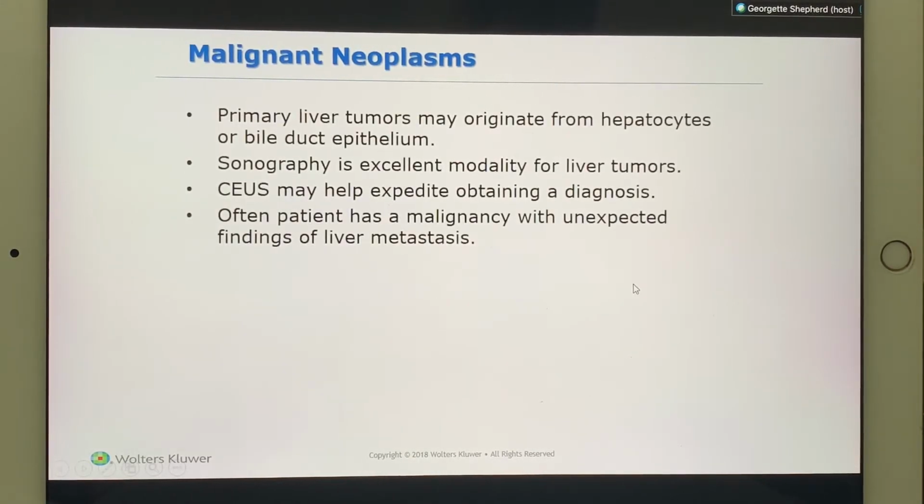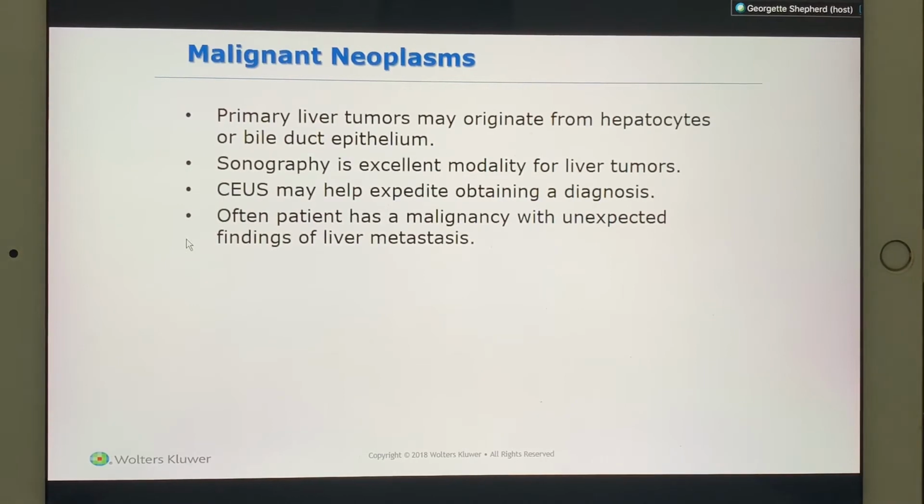Okay, malignant neoplasms. Primary liver tumors may originate from hepatocytes or bile duct epithelium. Sonography is used a lot for liver tumors. If you have contrast enhanced ultrasound, it will expedite the diagnosis. Often patients with a malignancy have unexpected findings of liver mets.